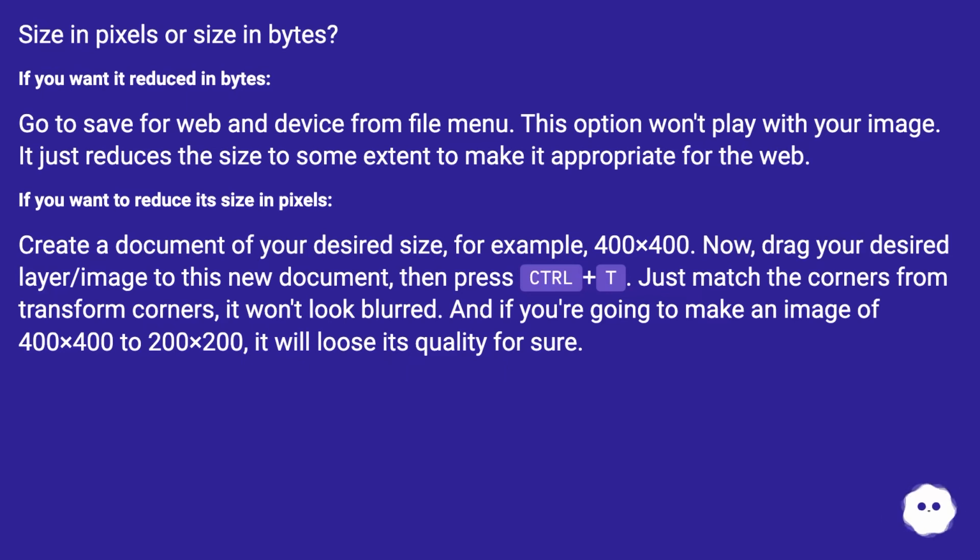If you want to reduce its size in pixels, create a document of your desired size, for example, 400 by 400. Now, drag your desired layer/image to this new document, then press Ctrl plus T, just match the corners from Transform Corners, it won't look blurred. And if you're going to make an image of 400 by 400 to 200 by 200, it will lose its quality for sure.